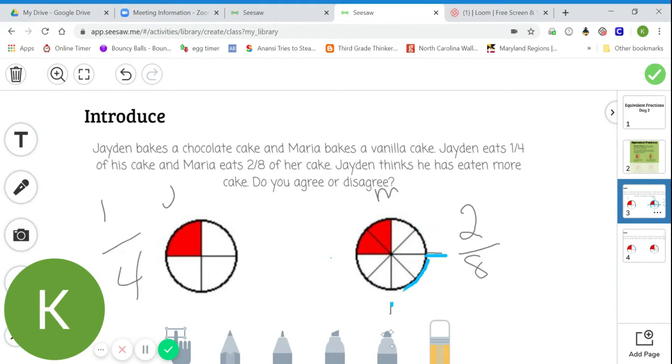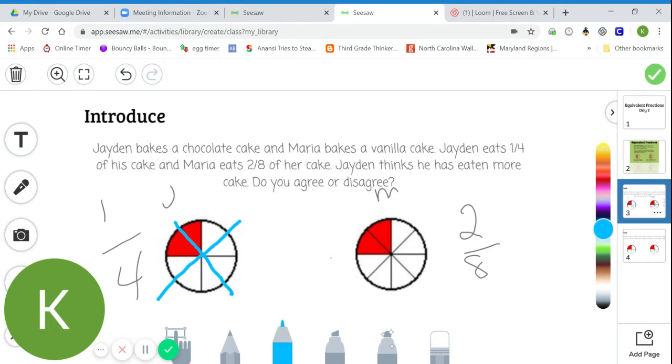The last strategy I could use to help me figure out these two fractions are equal is I can partition fourths into eighths because I know eighths are half of fourths. Let's try it out. I'm going to use a darker color again. I'm going to cut each of my fourths in half. And once I've cut my fourths in half, I can see that this piece that was 1/4 is now 2/8. 1/4 is equal to 2/8. So sorry, Jaden, I have to disagree. You two ate the same amount of cake.